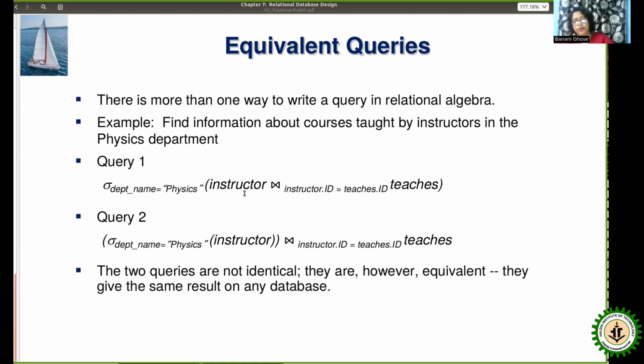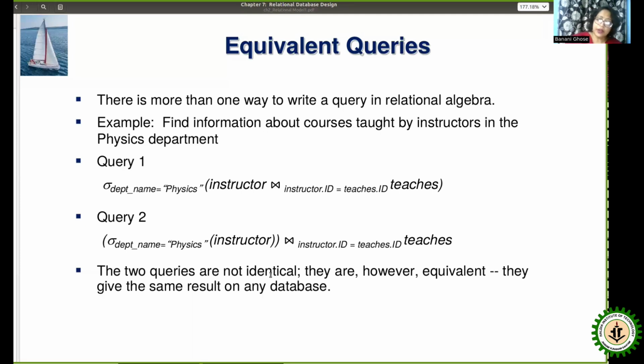Here, you are joining the instructor table and the teachers table with the help of instructor ID equal to teachers ID, which is the common field between these two tables, and from there you are fetching the department names which are physics. And here also you are doing the same thing, but first you fetch all the tuples which have physics as the department, and then you do the joining operation based on this particular joining condition. So these are two equivalent operations written in two different ways.